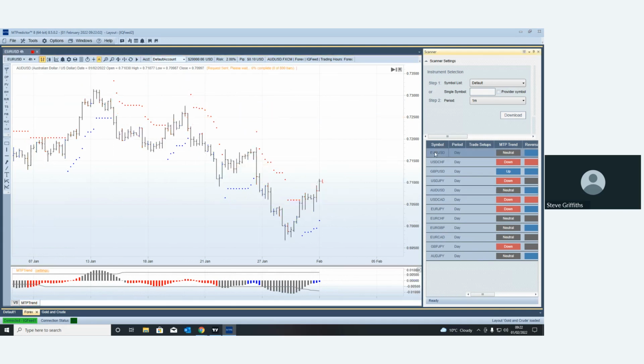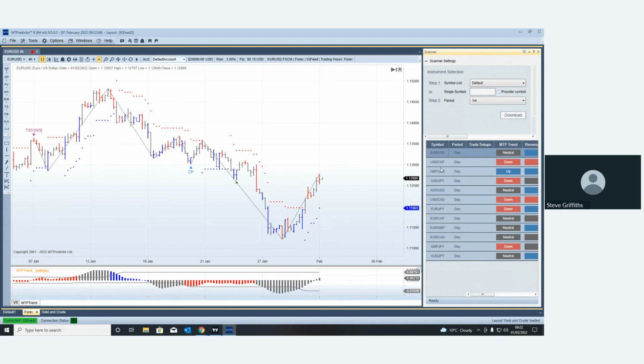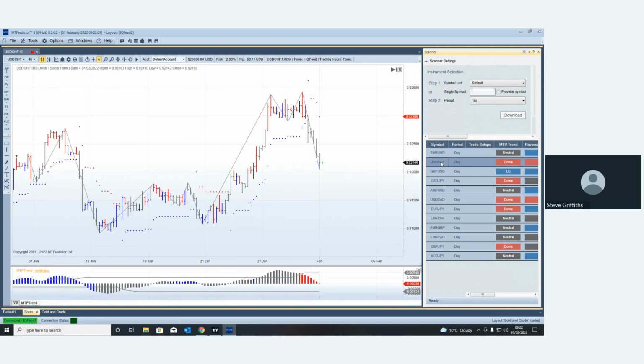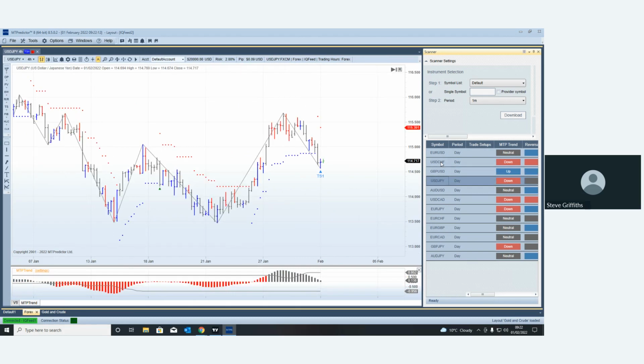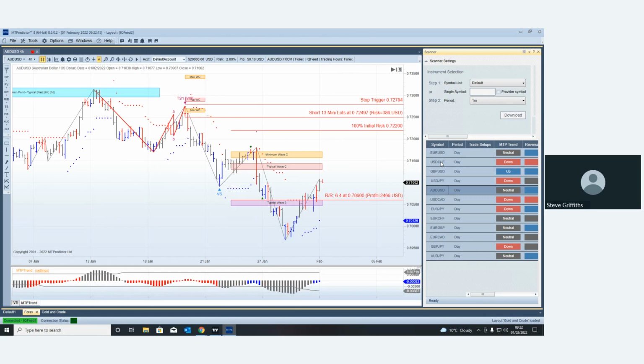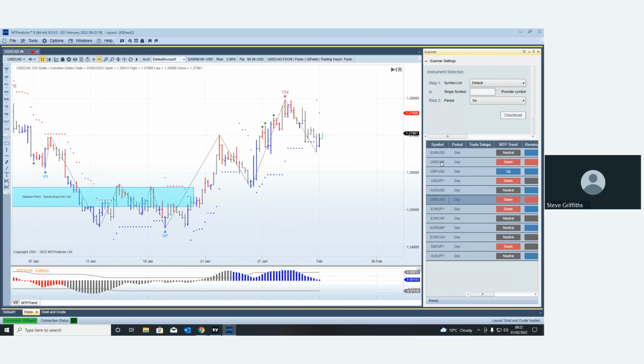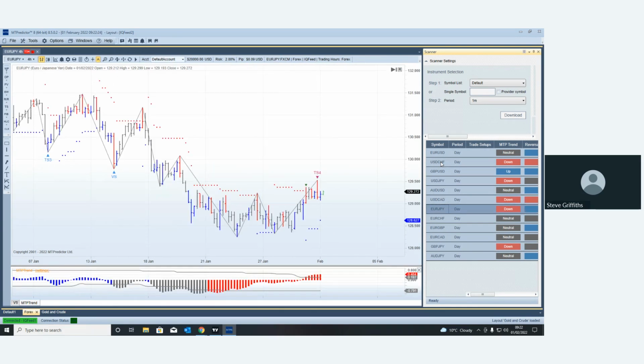Let's just skip through some of these. The euro, not much going on. The Swiss franc, again, not much going on. British pound, not much going on. Japanese yen, not much going on either. We've looked at the Australian dollar. US dollar, Canadian dollar, not much going on. Euro, JPY, not much on that.